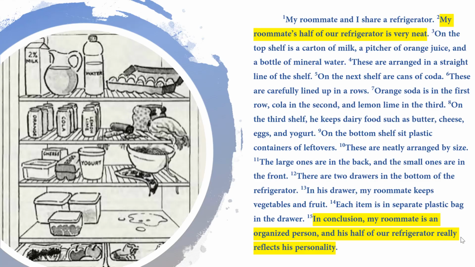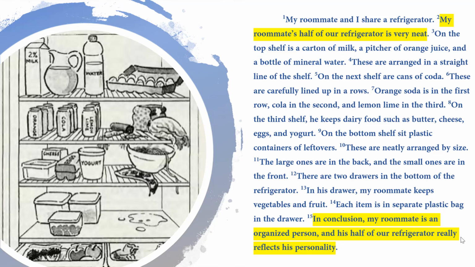In the passage, we can see how the writer writes a good paragraph. The writer describes the things in the refrigerator from top to bottom. Have a look at the yellow color sentences. At the beginning, the writer tells us the topic sentence or the thesis statement. That is the idea that the writer wants to talk about in the next sentences, beginning from "My roommate and I share a refrigerator. My roommate's half of our refrigerator is very neat."